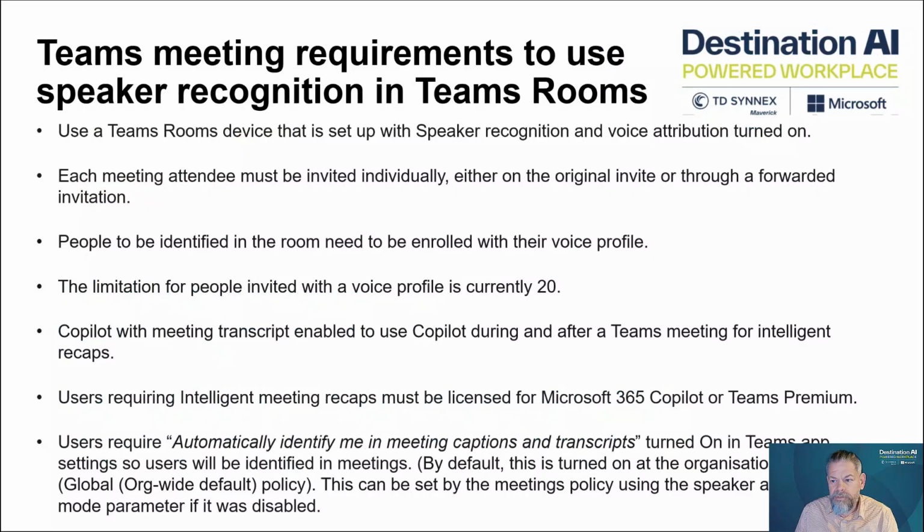So some of the meeting requirements, and what we need to think about, is that room devices need to be set up with recognition and have that voice attribution turned on. If we want to identify people based upon their voices, we need to enable that. And again, the setting that requires users to be automatically identified in meetings, captions and transcriptions is turned on by default. Again, we can apply it to everybody using the global policy, and that will just set it for everybody.